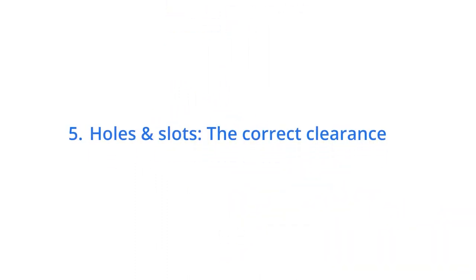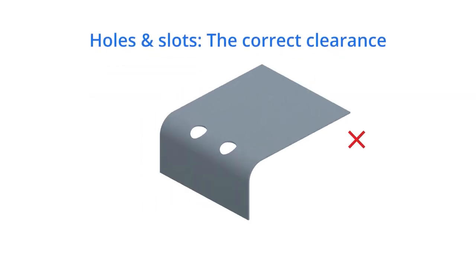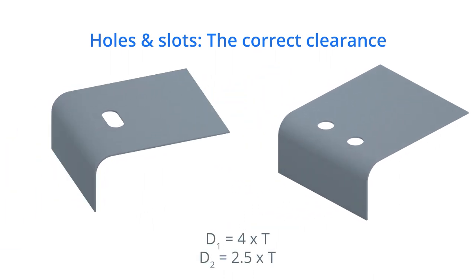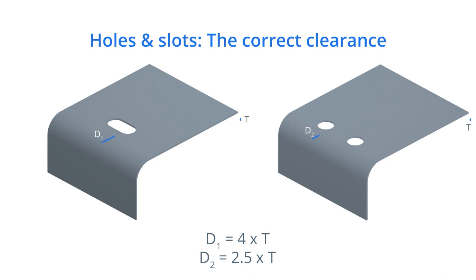Holes and slots, the correct clearance. Holes and slots can deform if they are too close to a bend. We recommend placing holes at least 2.5 times the material thickness from the bend edges. Slots require more clearance. Place them at least 4 times the material's thickness from the bend edges.